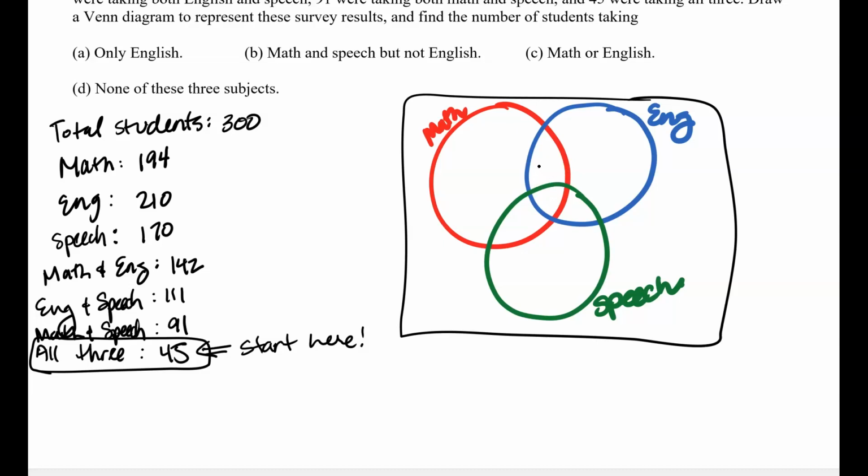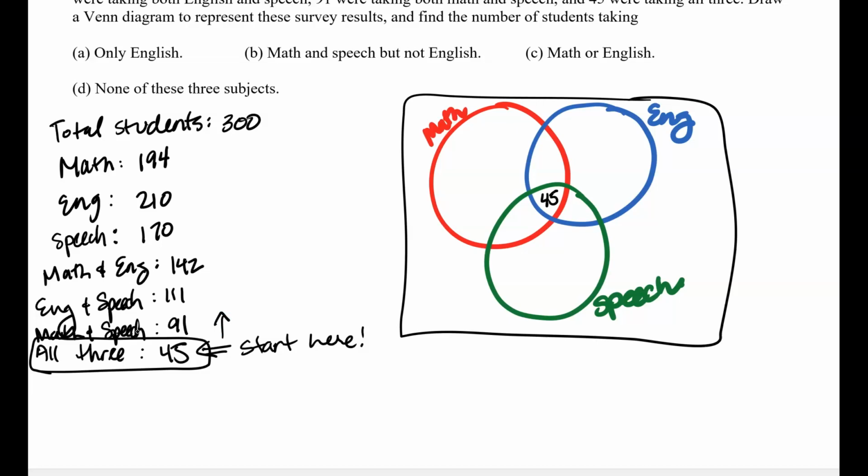But what I do know is that 45 did all 3, or were scheduled for all 3. So I'm going to put 45 in the part where all 3 circles overlap, which is right in the very center. So I put 45 there. Okay, next. So I'm going to work my way up. So I start at the bottom and I work my way up.